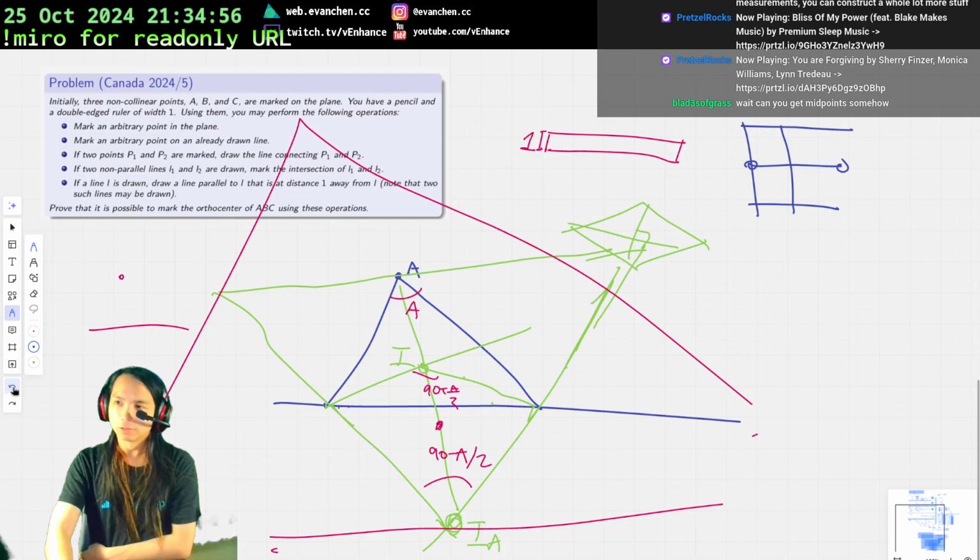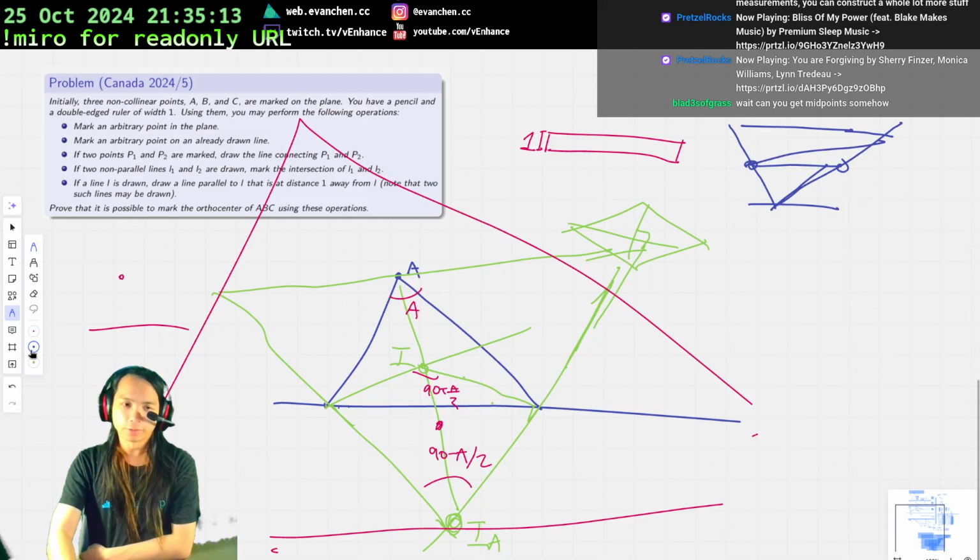Let me draw it tilted so it looks tilted. Imagine I do something like this, right? And then, actually, yeah, you can get midpoints.